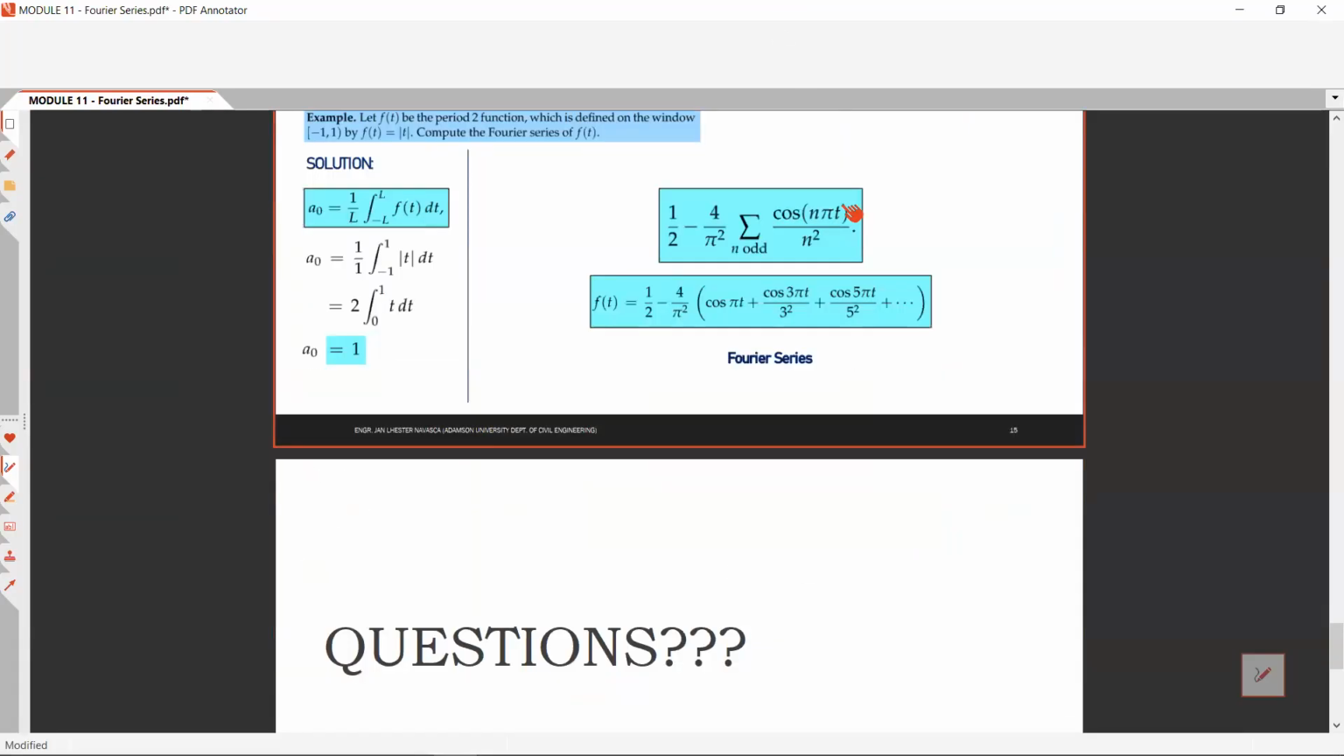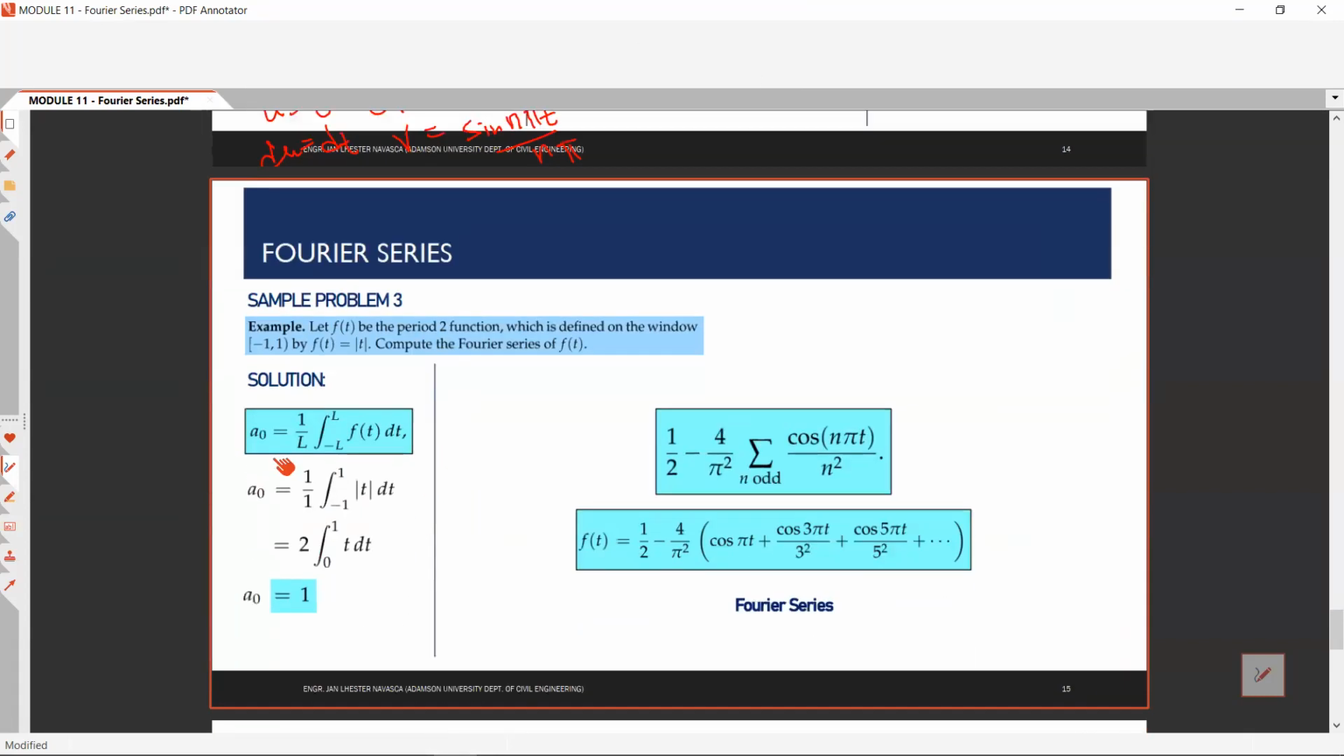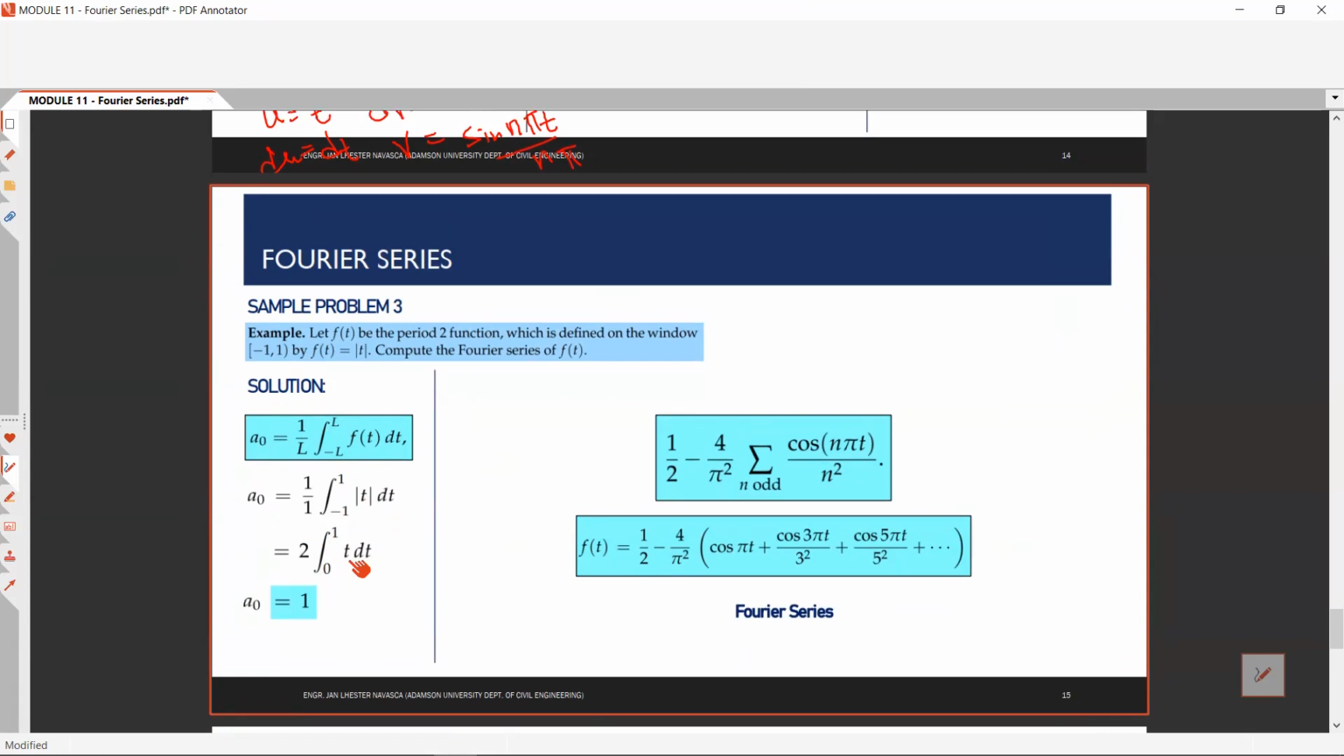Okay, this one. So, for solving for a sub 0, a sub 0 is 1 over L integral of f of t dt from negative L to L. So a sub 0 is 1 over 1, since L is equal to 1, integral from negative 1 to 1 of the absolute value of t dt. We can write this as 2 times the integral from 0 to 1 of t dt. Even if you don't do it that way, without the 2, you will still come up with the same answer.